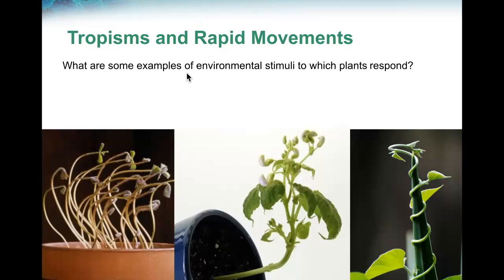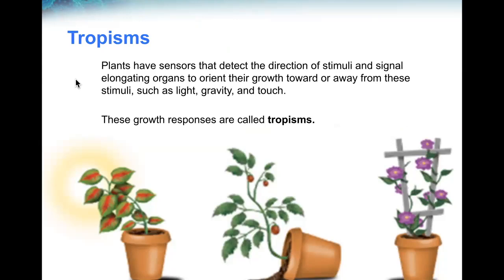What are some examples of environmental stimuli to which plants respond? Plants have sensors that detect the direction of a stimulus and signal elongating organs to orient their growth toward or away from these stimuli, such as light, gravity, and touch. These growth responses are called tropisms.